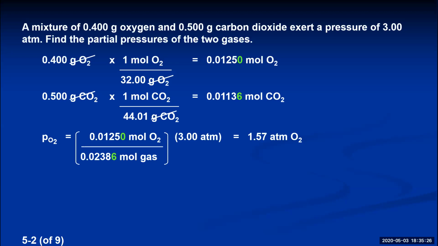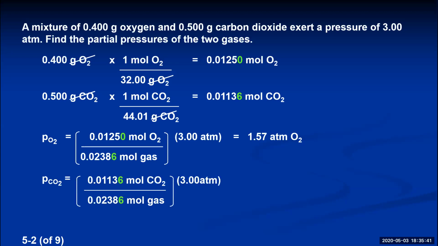If there's only two gases in the mixture, the other one must be making up the rest of the pressure, so 3 minus 1.57 would give you 1.43, and that would have to be the partial pressure of the CO2. But if you want to do it the same way, just to demonstrate this technique one more time, we'll take the moles of carbon dioxide divided by the moles of the total gas. That'll give us the mole fraction of carbon dioxide, multiplying it by the total pressure of 3 atmospheres, and we wind up getting a partial pressure of 1.43 atmospheres for carbon dioxide.